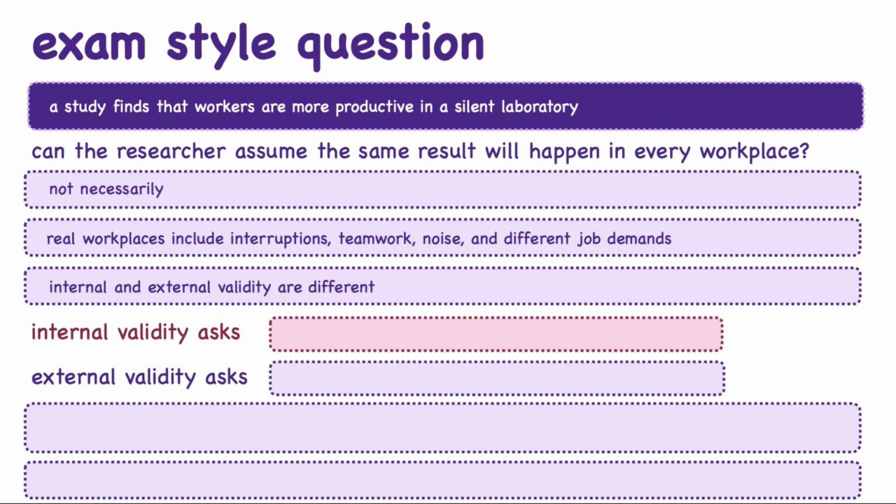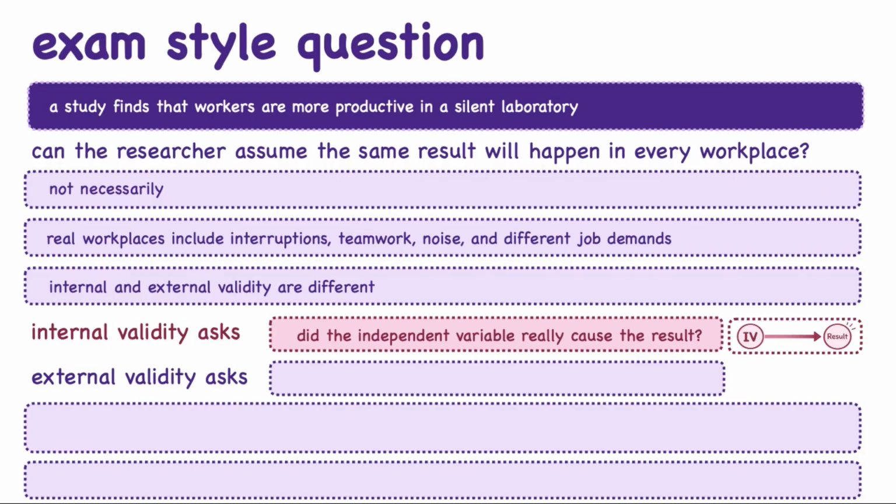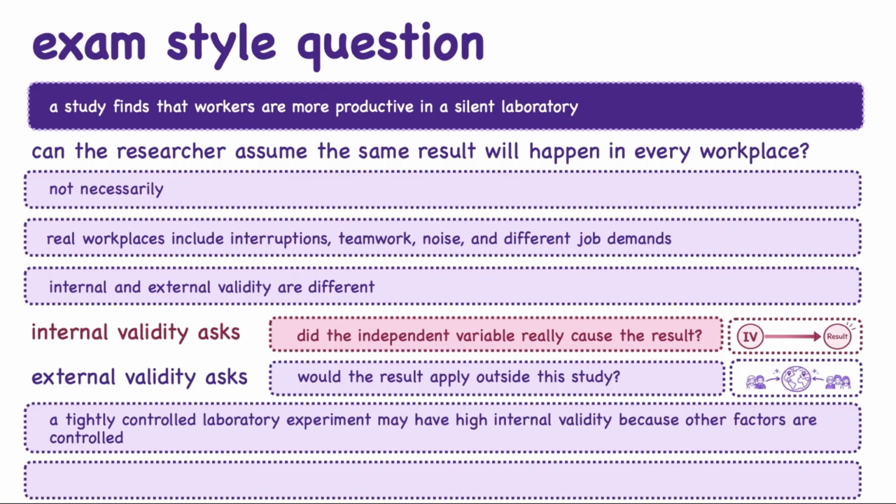Internal and external validity are different. Internal validity asks, did the independent variable really cause the result? External validity asks, would the result apply outside this study? A tightly controlled laboratory experiment may have high internal validity because other factors are controlled, but it may have lower external validity because the setting is unlike real life.